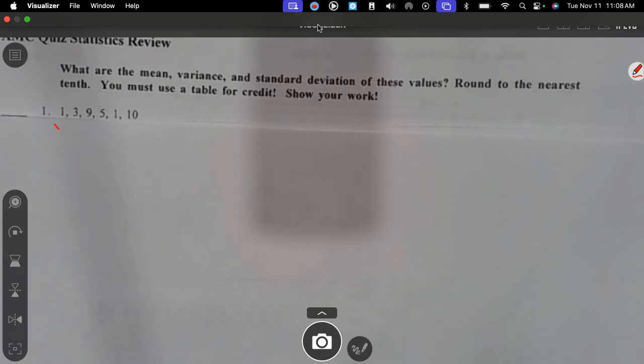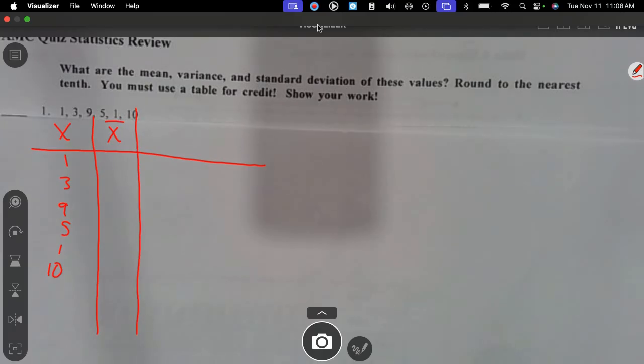So all my x values are 1, 3, 9, 5, 1, and 10. Does everybody agree? All right, make sure you're paying attention. Now the next row, I find their average. We represent that with an x with a bar over it. They call it x bar.